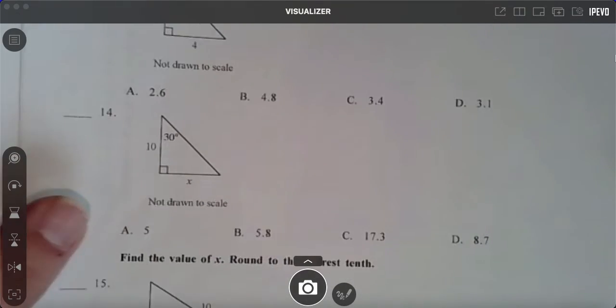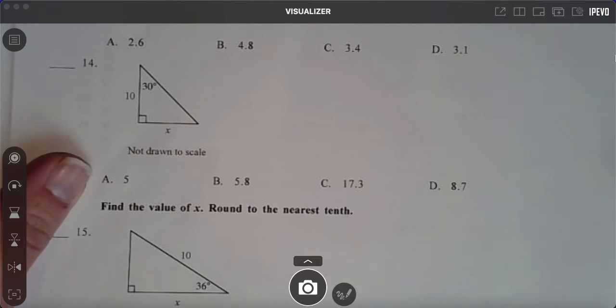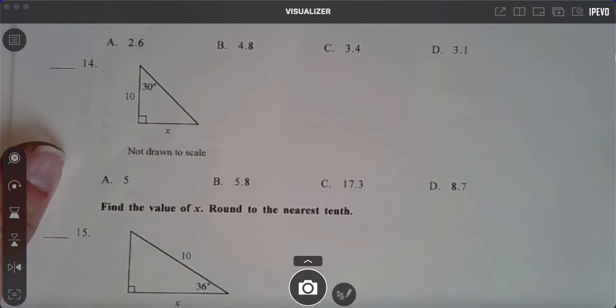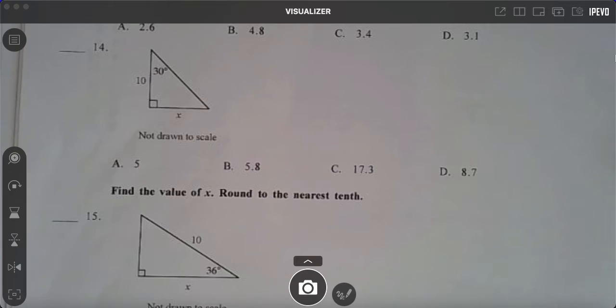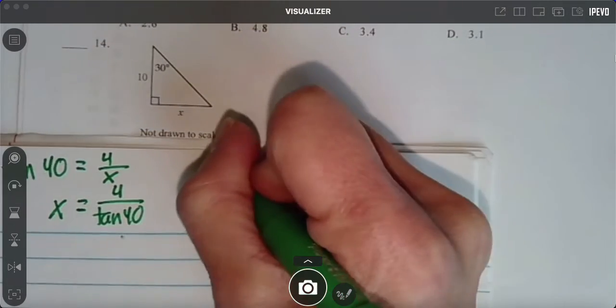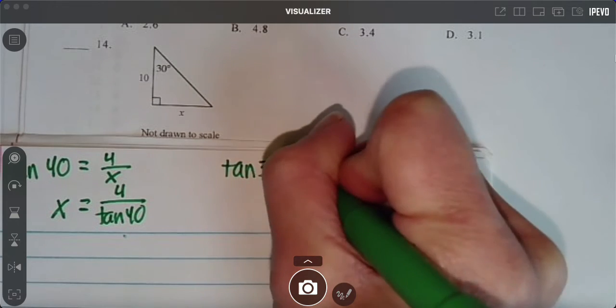All right, let's do this one. Am I going to use sine, cosine, or tangent? The tangent of 30, it's going to be tangent, I think, on your quiz as well. So, the tangent of 30 equals what?